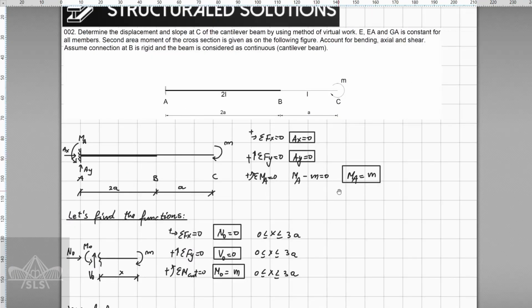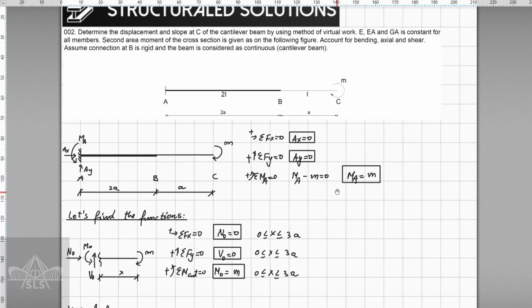And as the beam is already determinate, it's easy for us to determine the support reactions by using the three equilibrium equations which we know, where if we start with the forces in x direction, the component AX is going to be 0. Continuing with the sum of forces in y direction, AY is going to be 0. If we take the bending moment at point A, we're going to determine the bending moment at point A, which is going to be equal to m.